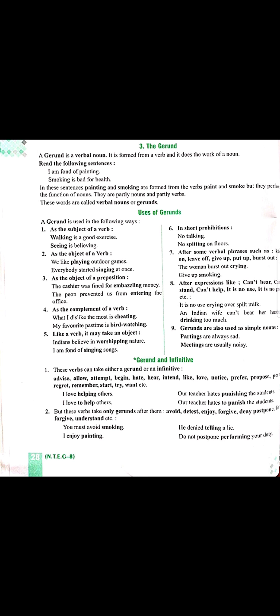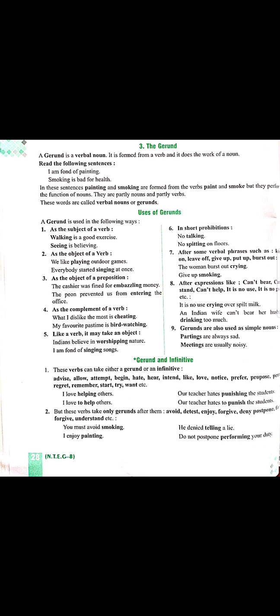Meetings are usually noisy. Here meetings is simply a noun, and here it is also working as a gerund. Hope the gerund is clear to you. Now, gerunds and infinitives. The verb can take either a gerund or an infinitive.